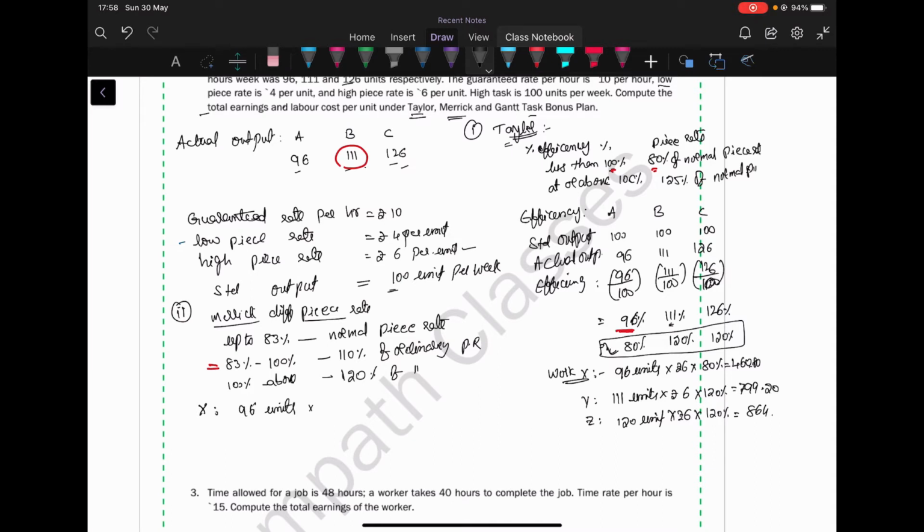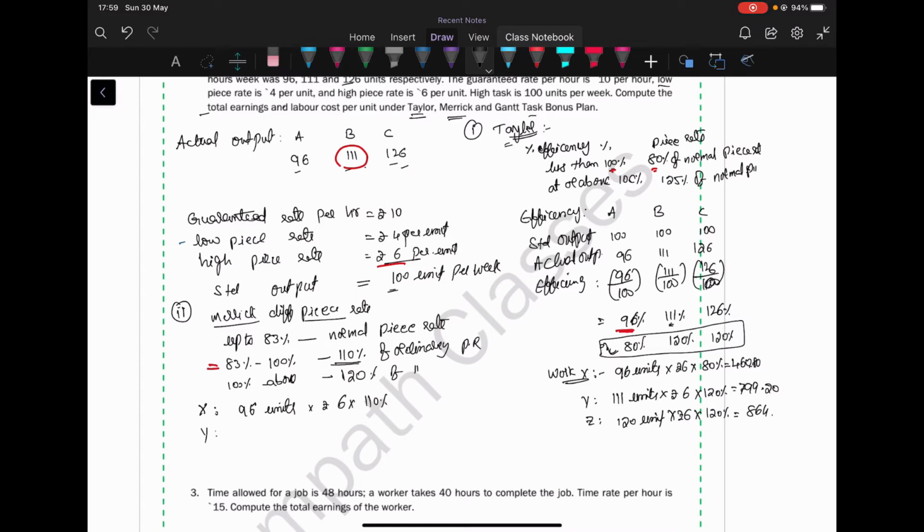96 units he produced, and he will be getting paid per rate, how much? 6 rupees. Sorry, not per hour, per unit. 6 rupees per unit, into how much he will get? 110%. Sorry, 110%.